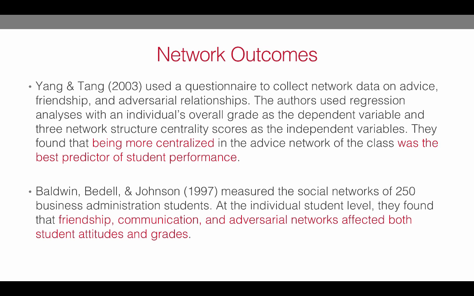Just a couple of studies I've thrown up here. For example, one author found that being more centralized within an advice network in the class was one of the best predictors of students' performance in the class. Then another study down here illustrates that friendship, communication, and adversarial networks affected both student attitudes and also their grades. So that's in a nutshell 3 different main applications: how networks form, simply describing these networks, which in our case was useful because that was an outcome of the initiative, and then how these networks themselves influence education.